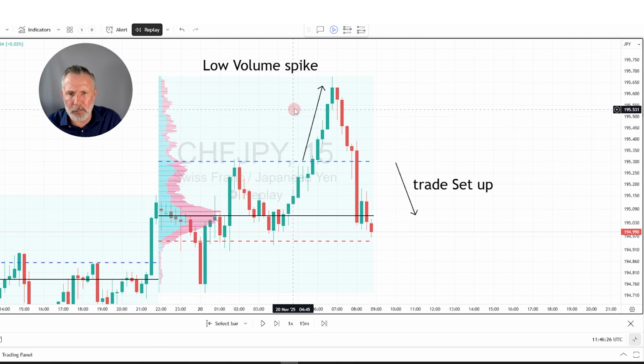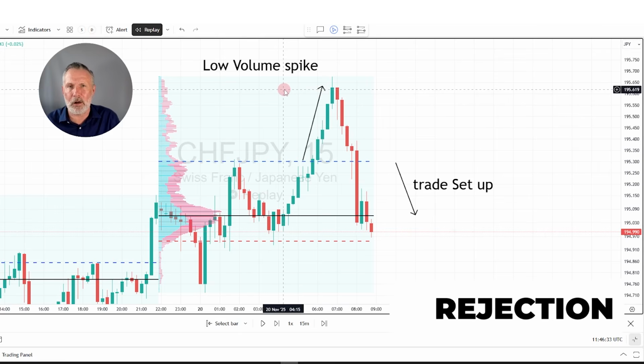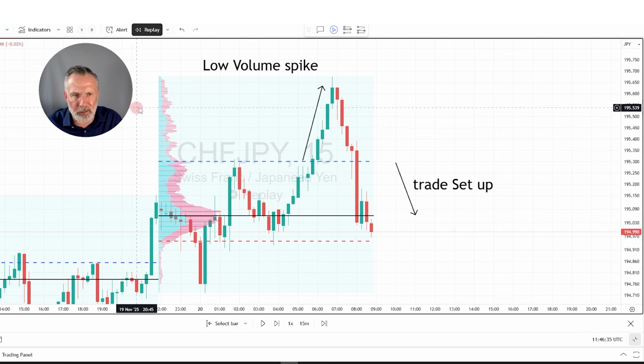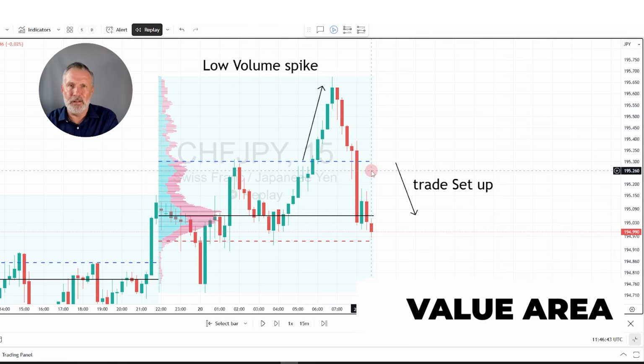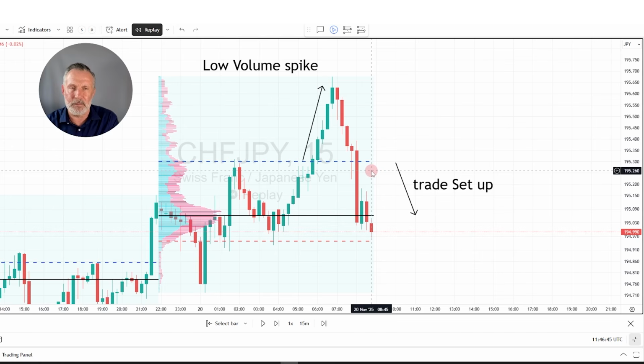The market moves quickly away from the point of control. We should see a rejection or a wick on the chart with the market profile showing low volume or a single print. A move back inside the value area confirms that the market has rejected the highs. Traders will then take short positions back to the point of control to rebalance the market.